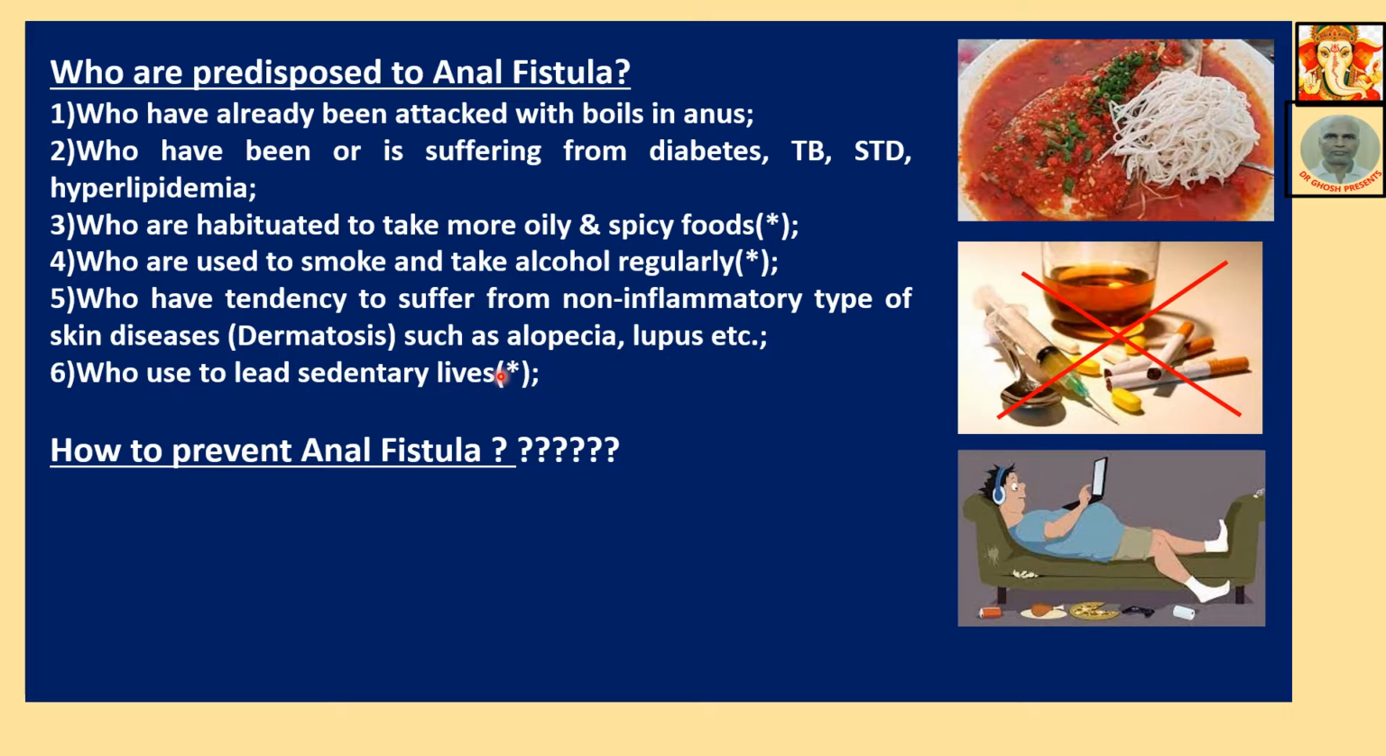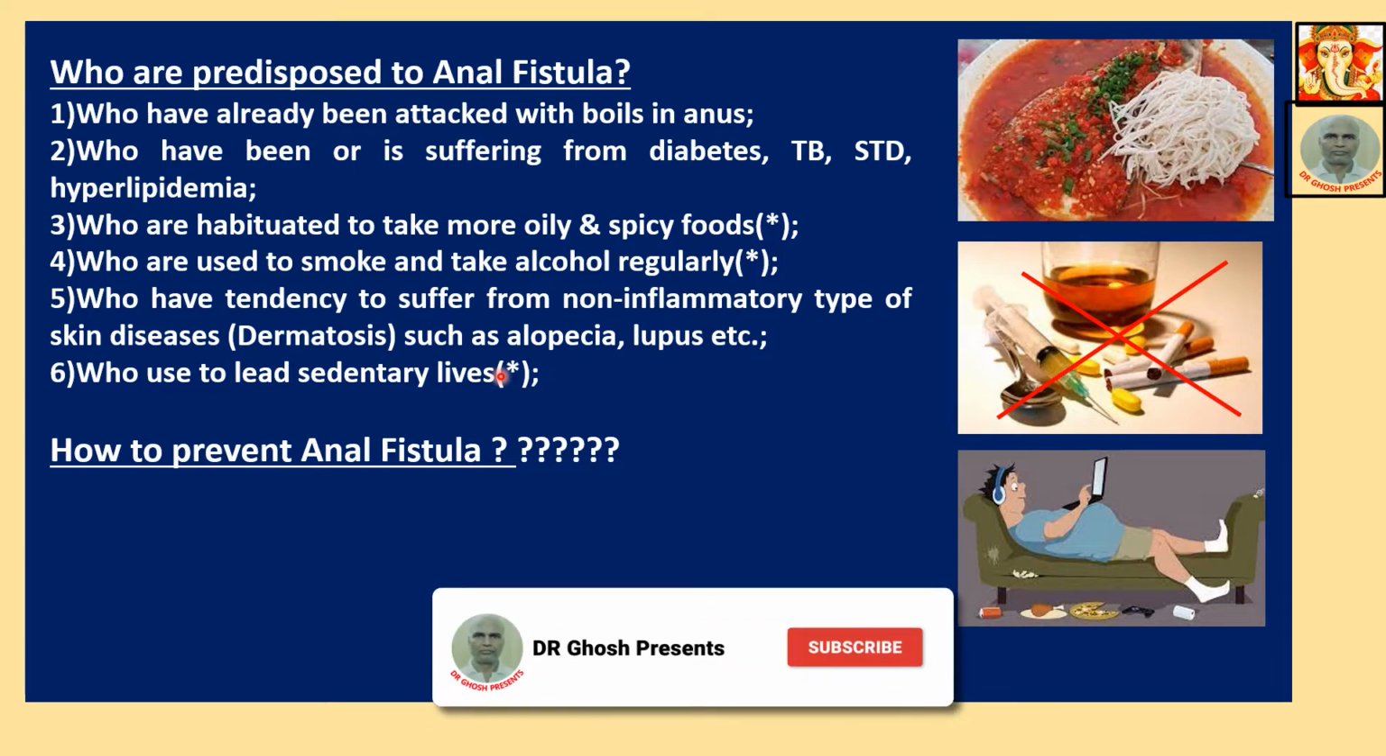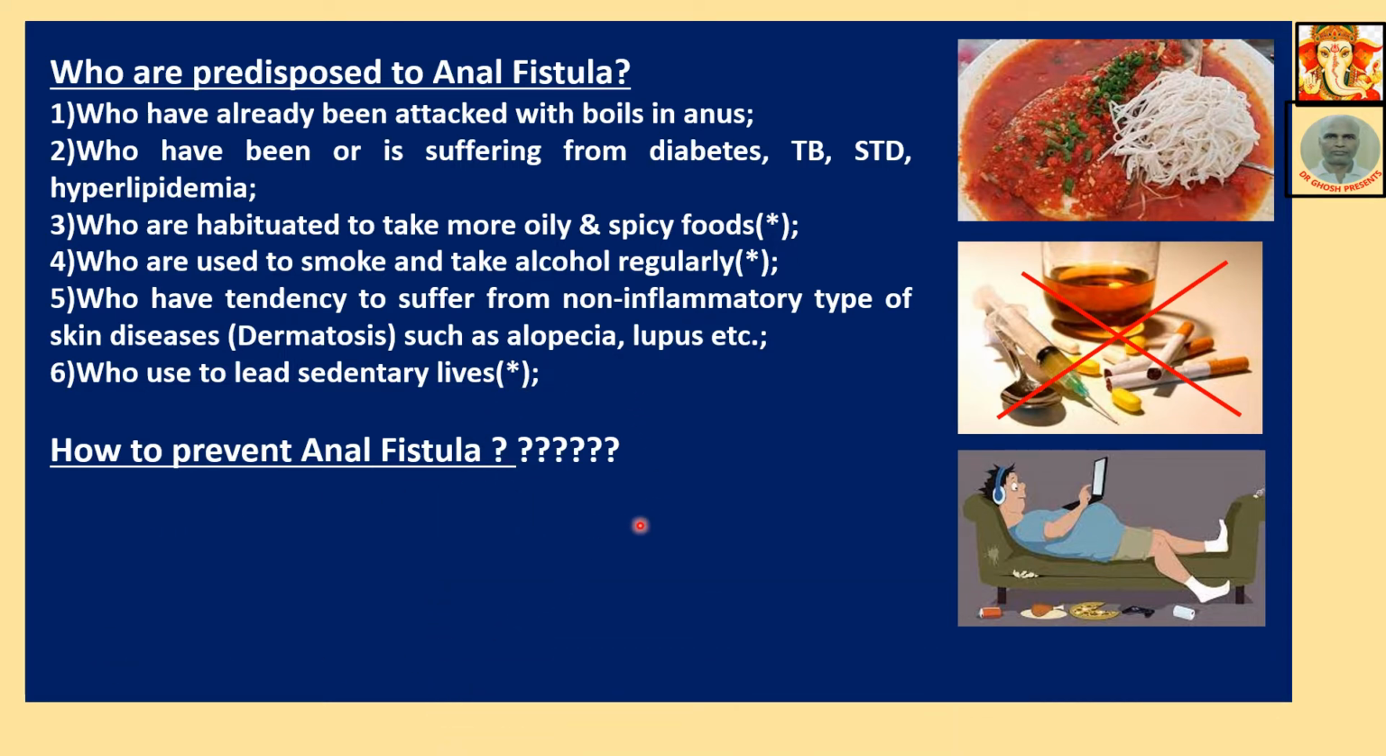There are some points which are starred. Why are they starred? I am just telling. How to prevent anal fistula? Nothing is written, only an interrogation is there. You have to follow the reverse procedure of the starred points. Such as, habituated to take more oily, spicy food, you have to stop it. Used to smoke, take alcohol, you have to stop it. Sedentary life, you have to give up this sedentary life. You have to take active life. So these are the preventions. I have not written that, for that reason I have not written here. The same thing, just opposite.